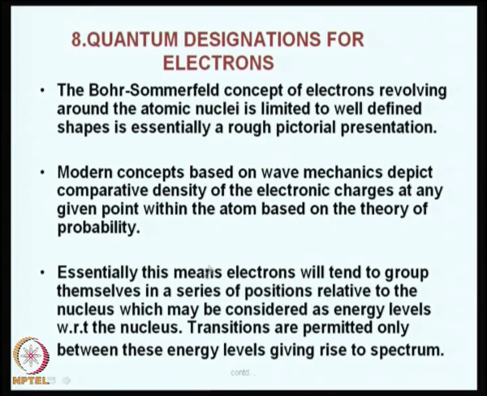electrons will tend to group themselves in a series of positions relative to the nucleus, which may be considered as energy levels with respect to the nucleus. Electrons are there, they keep on moving around in the wave motion, but they maintain a certain distance, and this distance gives you the approximate energy levels with respect to the nucleus. The nearer the nucleus, higher is the energy level, further the nucleus, lower is the energy level. So, transitions are permitted in between these energy levels, giving rise to a spectrum, electronic spectrum.